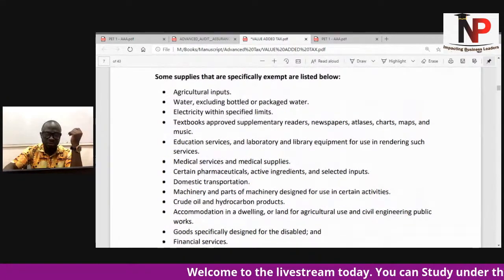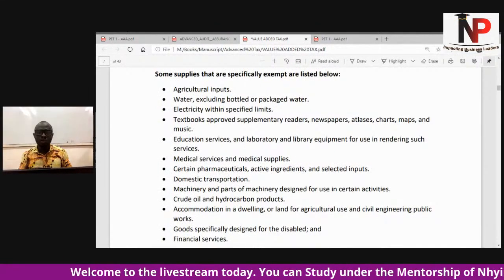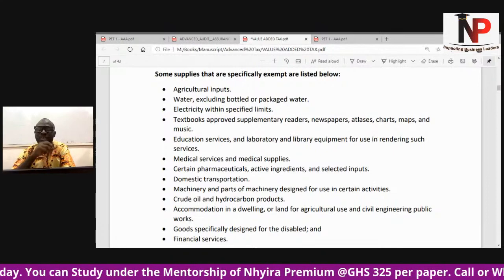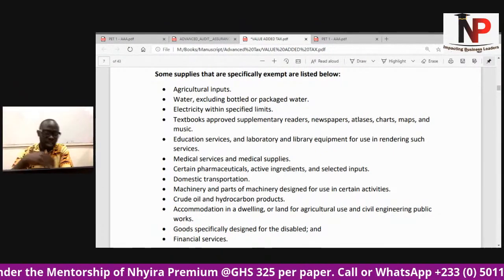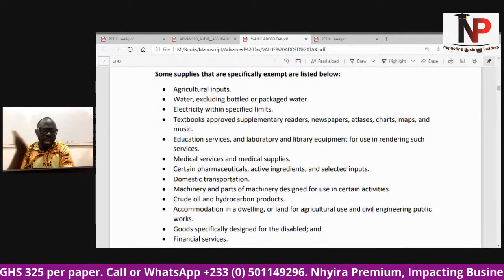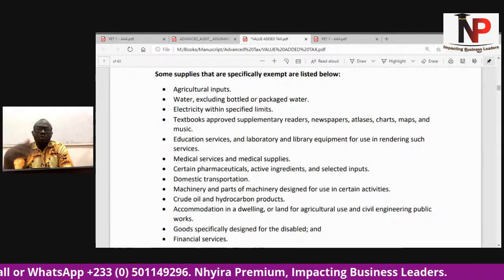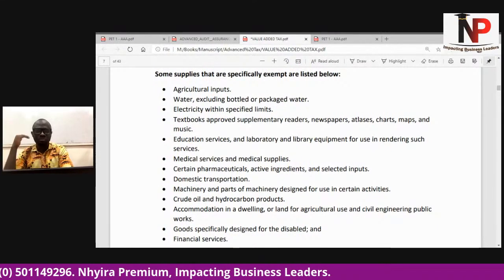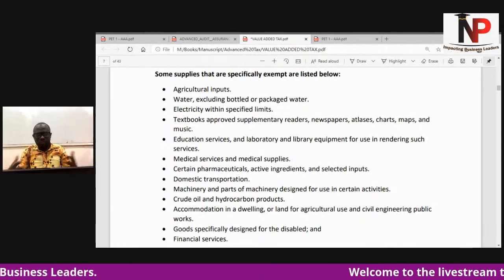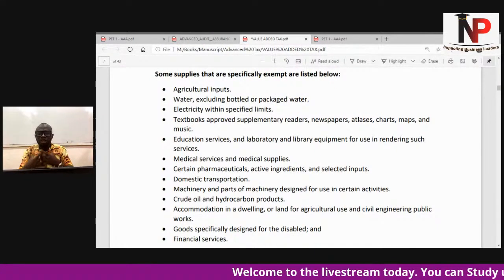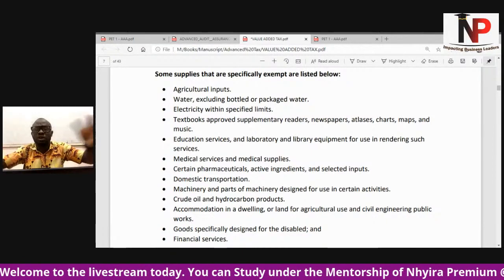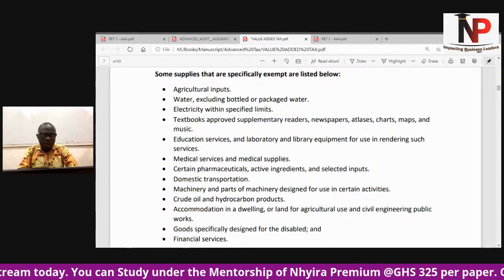So these are some of the supplies which we can refer to as exempt supplies. But the question we then ask is, why are we exempting these things? Why are we saying that education should be exempted from VAT? In other words, when you are providing education services, you are not supposed to charge VAT because it is outside the VAT, it is an exempt supply. Why are we saying that?